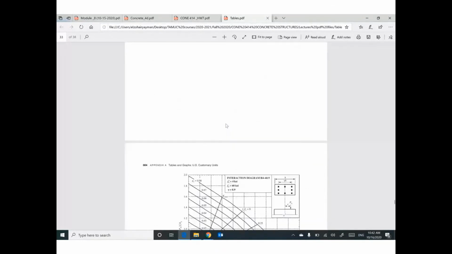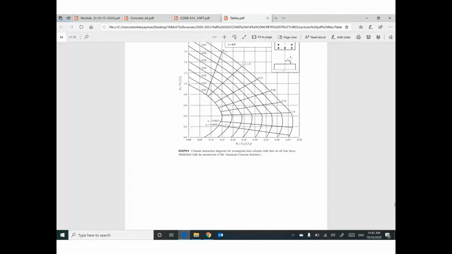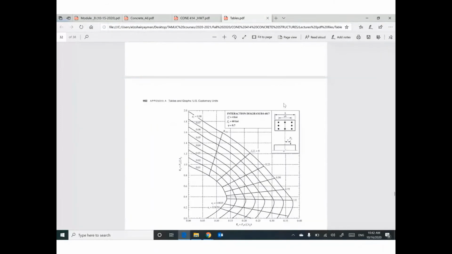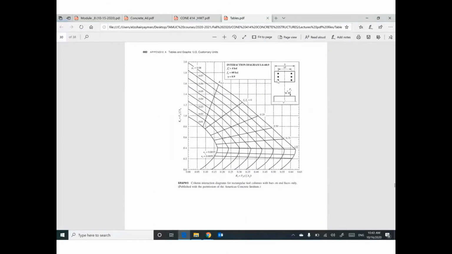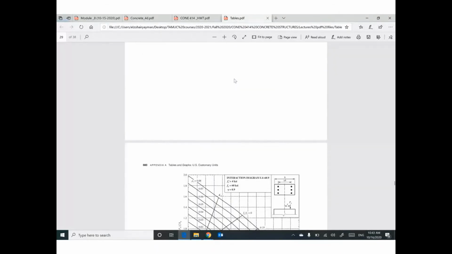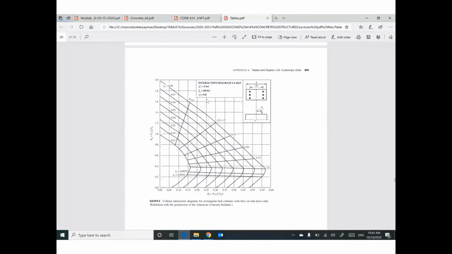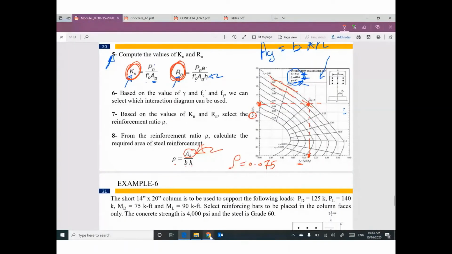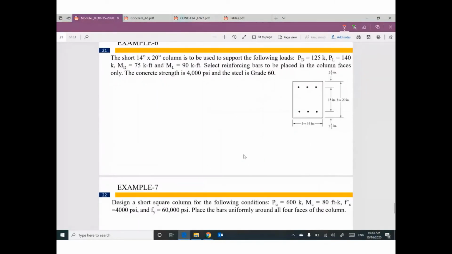For circular column, for rectangular column, uniform distribution, non-uniform. One on this side and one on this side. So we need to figure out this value. Here, f'c equals 4 ksi, fy equals 60, gamma equals 0.9. We have a different one, gamma equals 0.8. We have a different value, gamma equals 0.7. So we need to figure out which interaction diagram I'm going to use. Let's do this example. Very simple calculations.